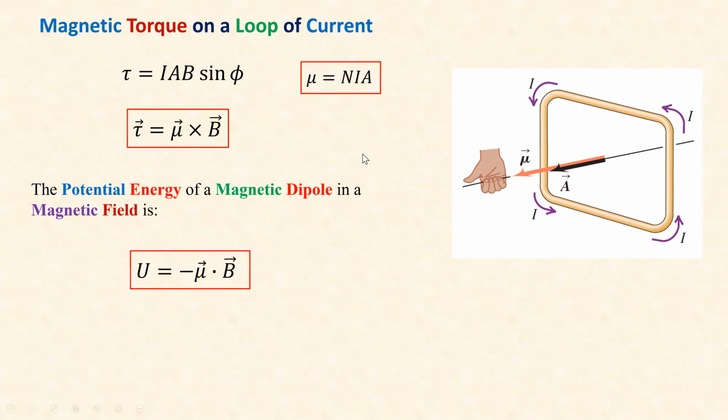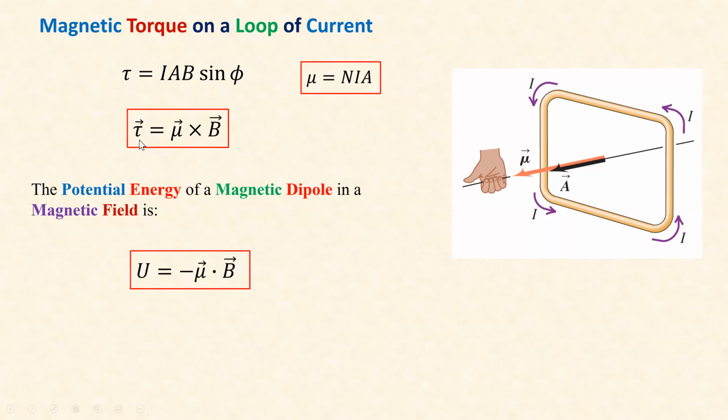And then we said that if you have a loop of wire, particularly if you have N rounds in the loop, we define the magnetic moment of the loop, or magnetic dipole moment of the loop, as NIA, where N is the number of loops, number of turns in the loop, and I is the current in each one, and A is the area of the loop. And then we see that there's no force acting on the loop in a uniform magnetic field, but there will be a torque acting on the loop.